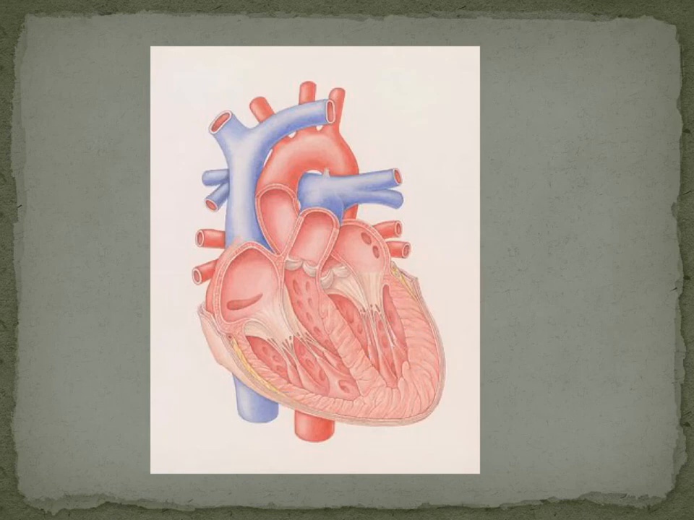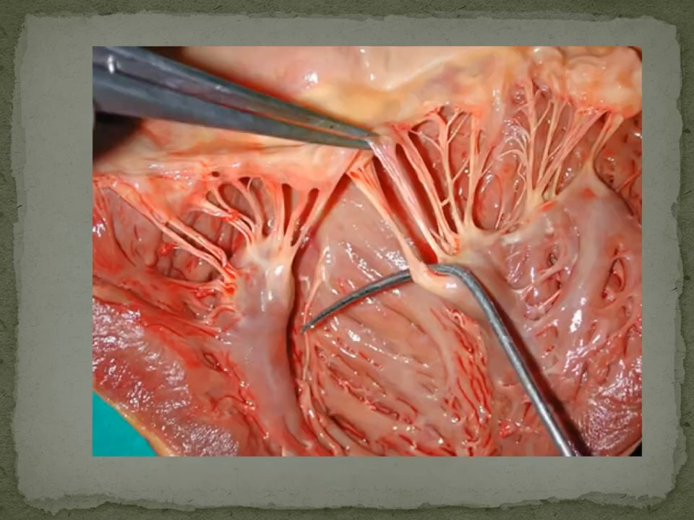So notice this is much more muscular, much less muscular. This has to pump far. This doesn't have to pump nearly as far, just to the lungs. Here again you can see those chordae tendineae attached to the valve.